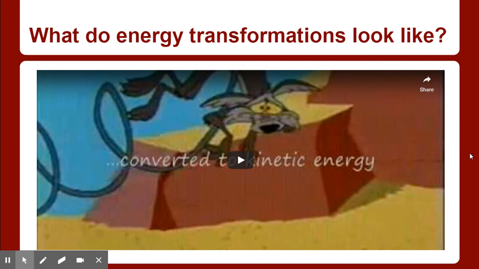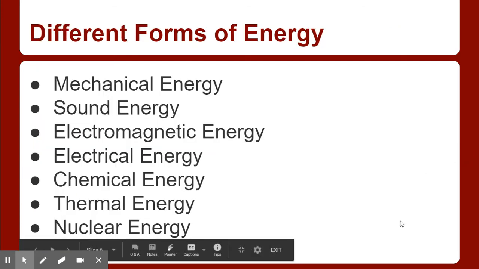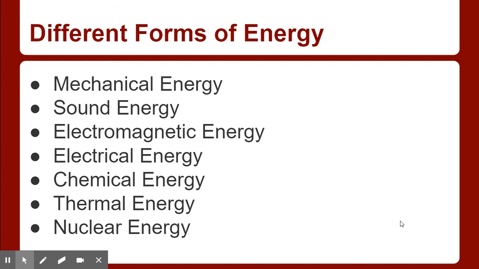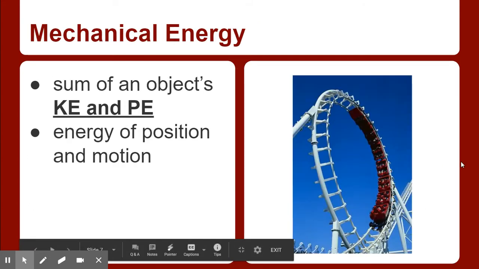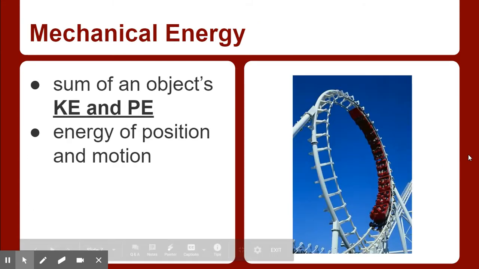As we mentioned, there's lots of different types or forms of energy. They include things like mechanical, sound, electromagnetic, electrical, chemical, thermal, and nuclear. And all of these, except for one, fit nicely and cleanly into either potential or kinetic energy. The first one, mechanical energy, kind of straddles both of them.